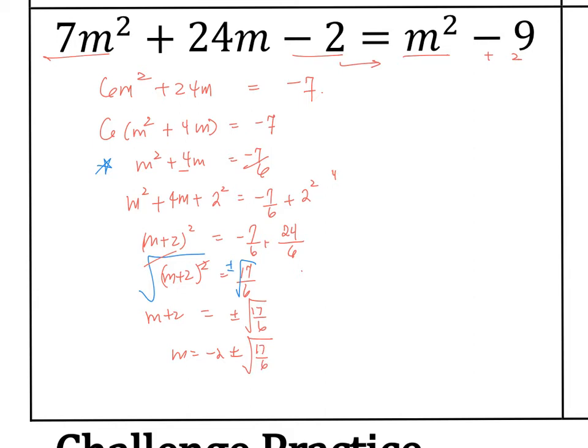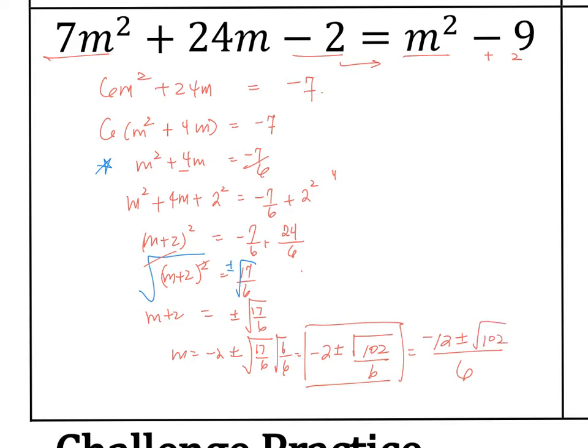Now I need to simplify this even more, because we cannot have a fraction under the square root sign. This would be 102 over 6. So that's one of your answers, or you could write this as negative 12 plus or minus the square root of 102 over 6.